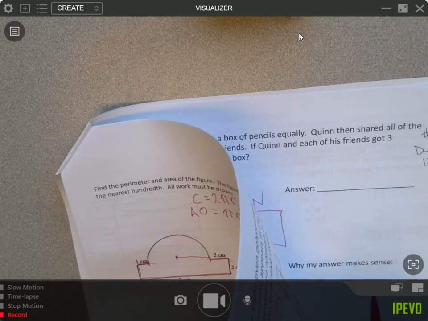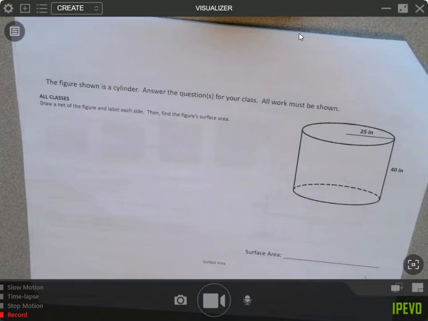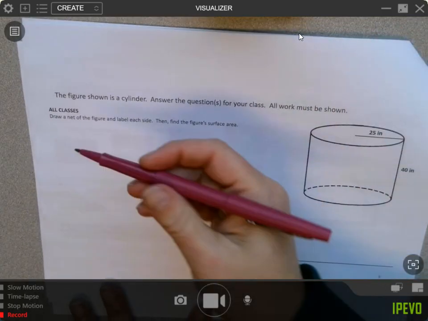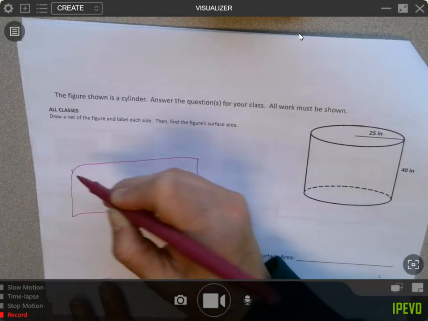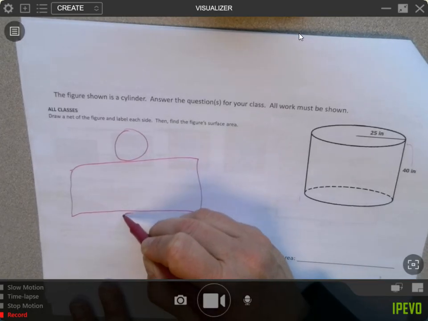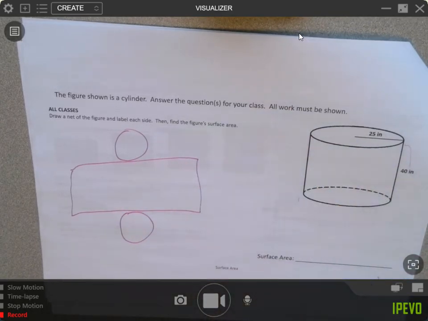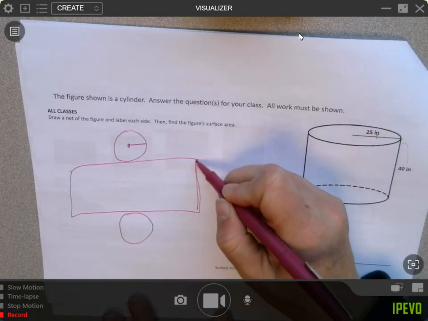Our next page is a cylinder. Did we have a cylinder in our last packet? Or is this the first time we've had a cylinder? First time? Okay, so to draw that net of the cylinder, we have that main body. This part looks like a rectangle. And we have our circles. So when we curl up that rectangle, we can flip down the circles right on top of it. Then we have that radius, and we have our height.